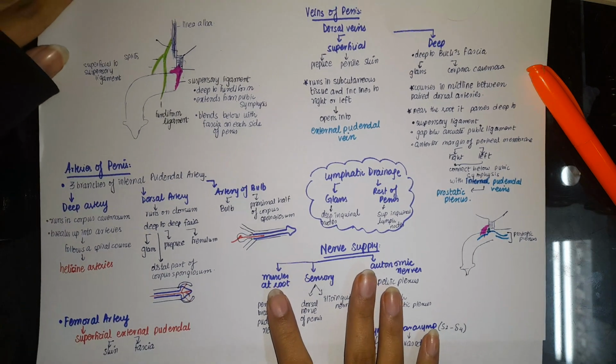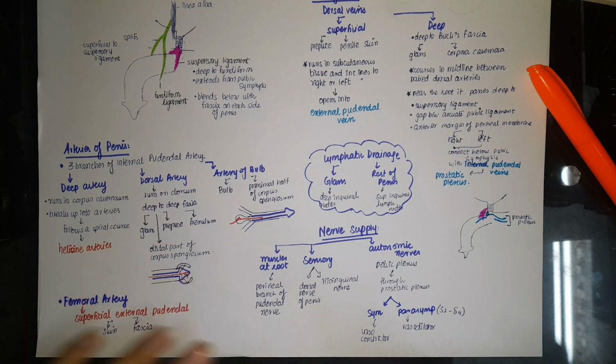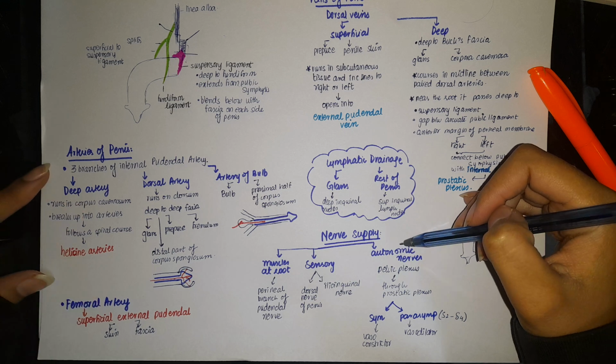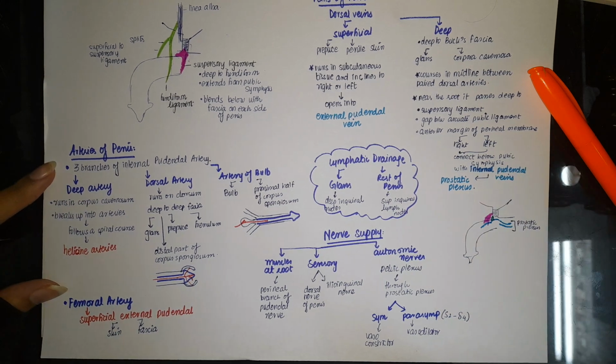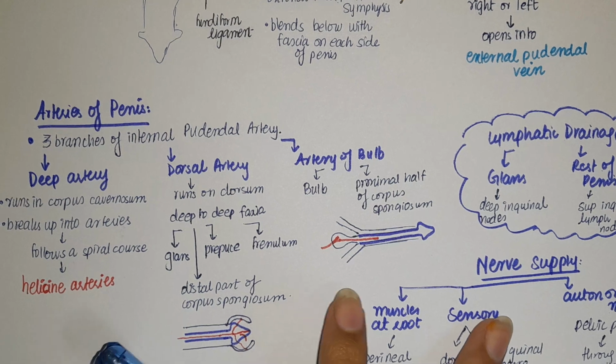Welcome to Ordinary Days. In this video we are going to discuss the arteries, the venous supply, the lymphatic drainage, and then the nerve supply. So let us focus on the arterial supply first. Let me zoom in a little bit. So let's begin with it.